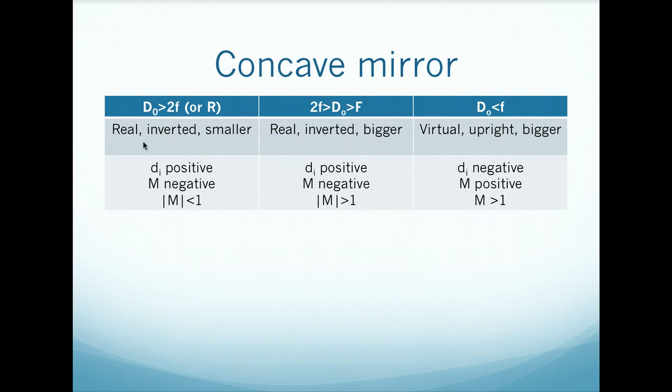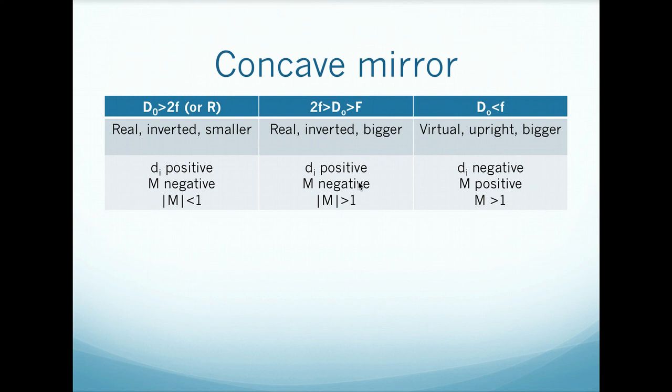It will give you real images. It can be smaller or bigger depending on where you are, but once you cross the focal point and get closer than the focal length, which is half of the radius, your object will be virtual, upright, and bigger. Now, distance to the actual real image is going to be positive, but if it's a virtual image, your distance to the image is going to be negative.